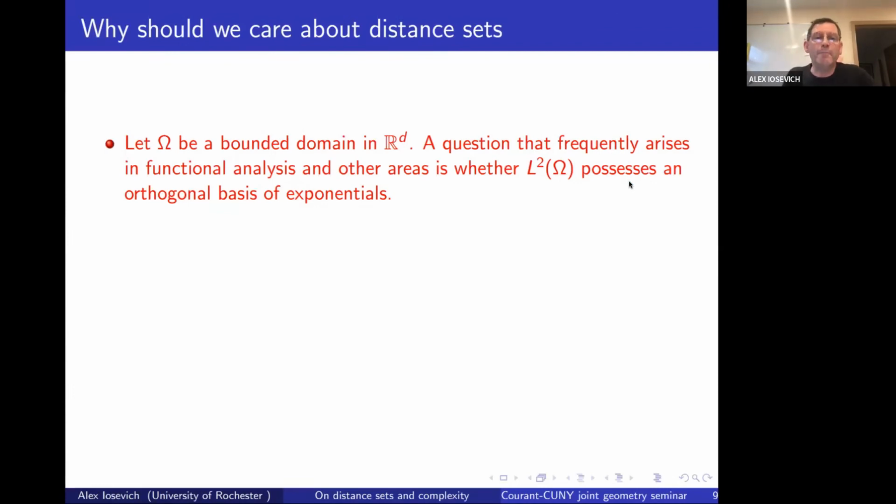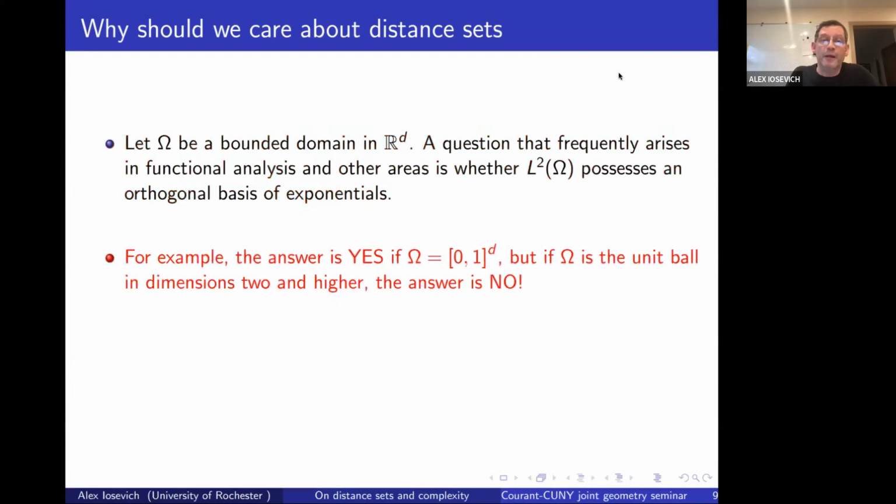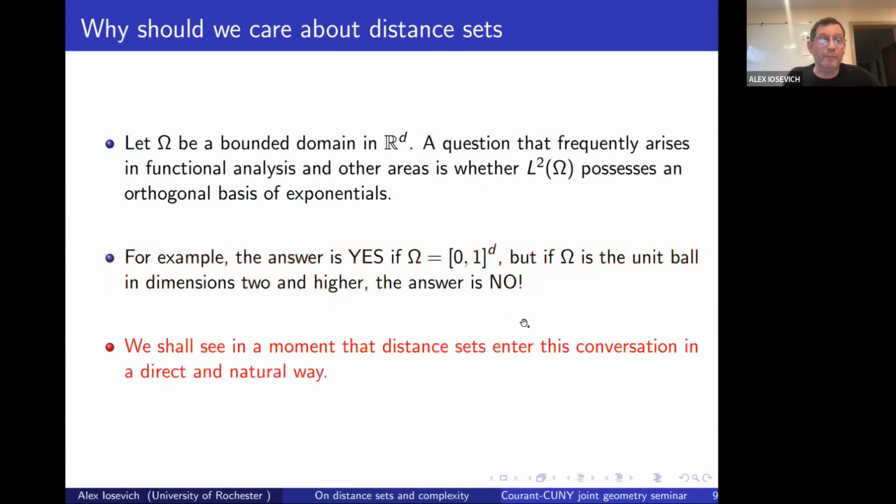Okay, so let's take a bounded domain in R^d. And one of the fundamental questions in Fourier analysis, functional analysis, is whether L2 of this domain possesses an orthogonal basis of exponentials, otherwise known as a Fourier basis. So for example, we've learned at an early age that the answer is yes if omega is a cube. This is just standard Fourier series. But if omega is the unit ball in dimensions 2 and higher, the answer is no. And this is where distance sets come in, as you will see in a moment.